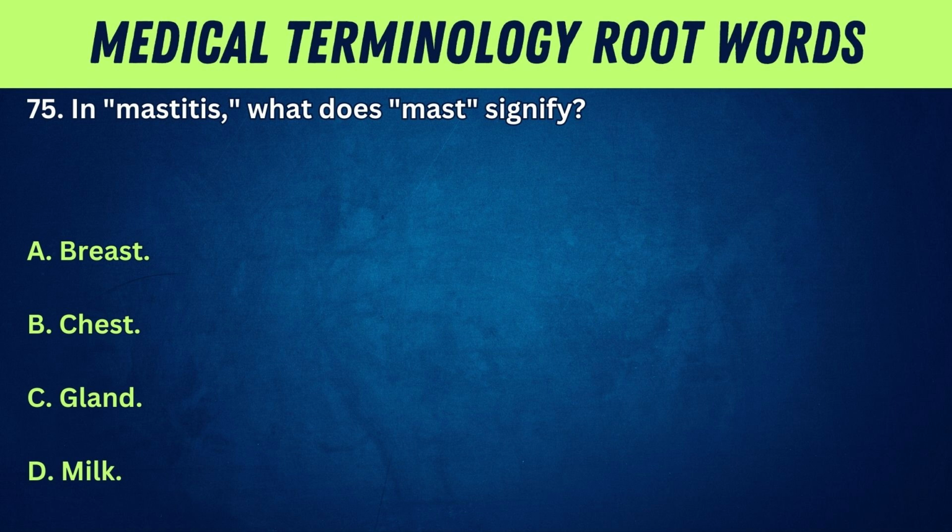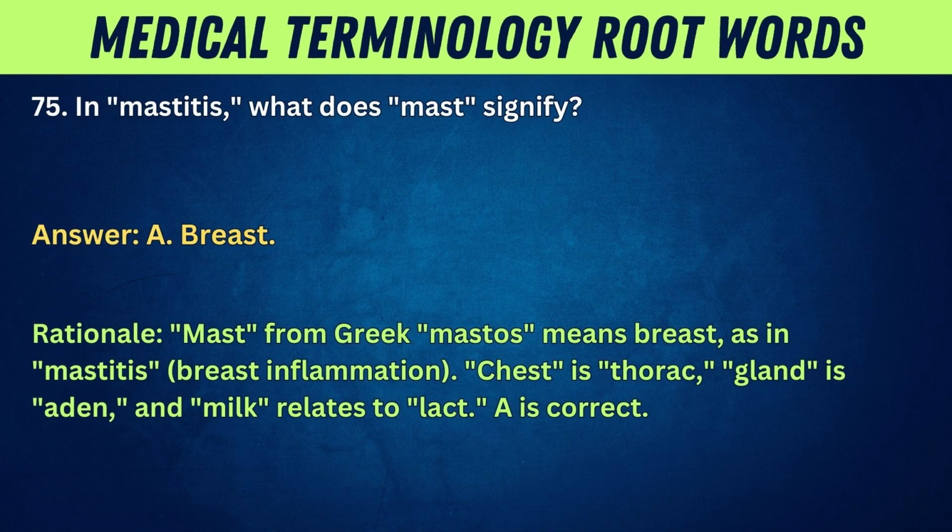75. In mastitis, what does mast signify? A. Breast. B. Chest. C. Gland. D. Milk. Answer. A. Breast. Rationale. Mast from Greek mastos means breast, as in mastitis, breast inflammation. Chest is thorax, gland is aden, and milk relates to lact.